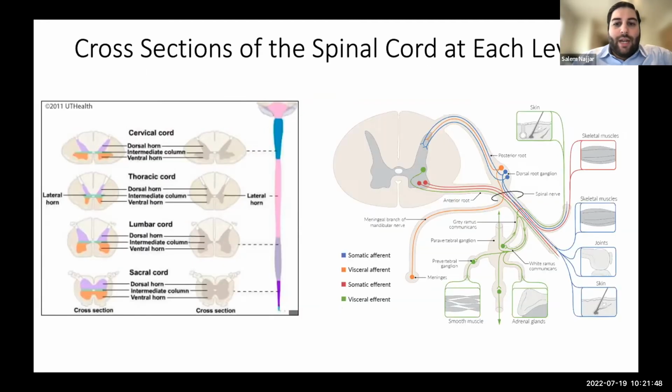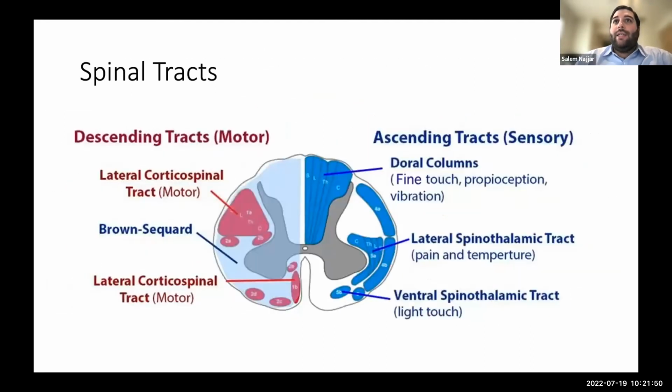So the next thing we're going to talk about is the spinal tracts, right? Spinal tracts, we were just looking at that representative section of the spinal cord. This is very important. So there are different tracts that can occur here. They all have different functions. They synapse at these different areas, and they provide all sorts of different innervations. So for example, you can have the lateral corticospinal tract that's involved with motor functions, and the dorsal columns. This is really important for fine touch, proprioception, and vibration.